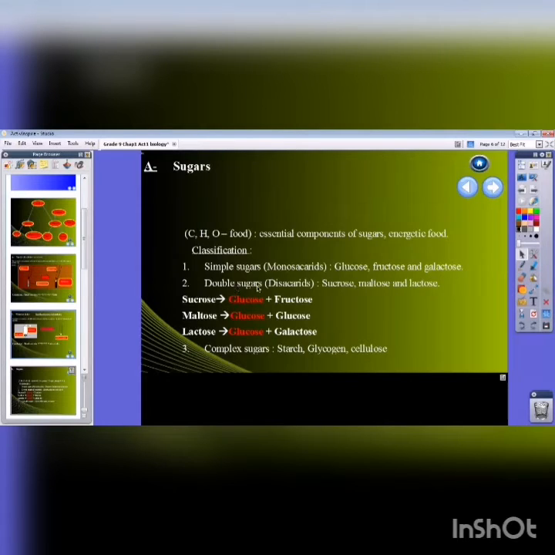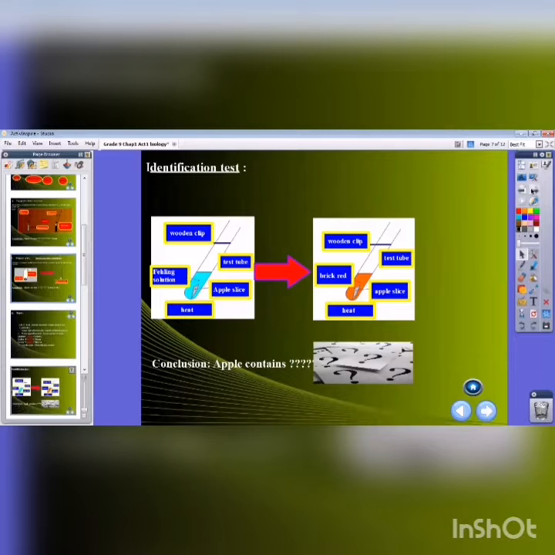Double sugar, made up of two units of sugar: sucrose, maltose, and lactose. Look at the disaccharides. Each one of them is made of glucose and another sugar. For example, sucrose, glucose and fructose; maltose, glucose and glucose; lactose made up of glucose and galactose. The third class of sugars is the complex sugars such as starch, glycogen and cellulose. Starch we can find in bread, in banana, in rice.